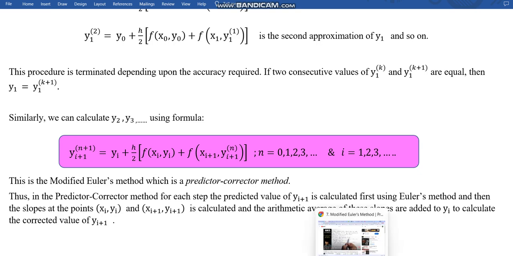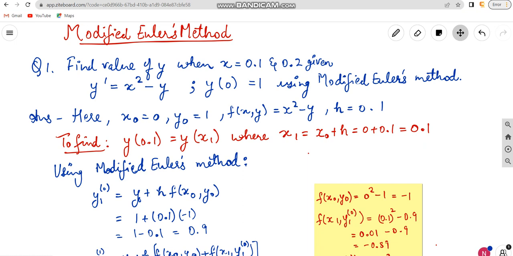So let us consider one question in this. Find the value of y when x is equal to 0.1 and 0.2 given y dash is equal to x square minus y with the initial conditions y at 0 is equal to 1. So here x naught is 0, y naught is 1, f of xy is x square minus y, h is 0.1. So here we have to find out two values, y at 0.1 and y at 0.2. So 0.1 is basically our x1, that is x naught plus h. So we have to calculate y1 here first.